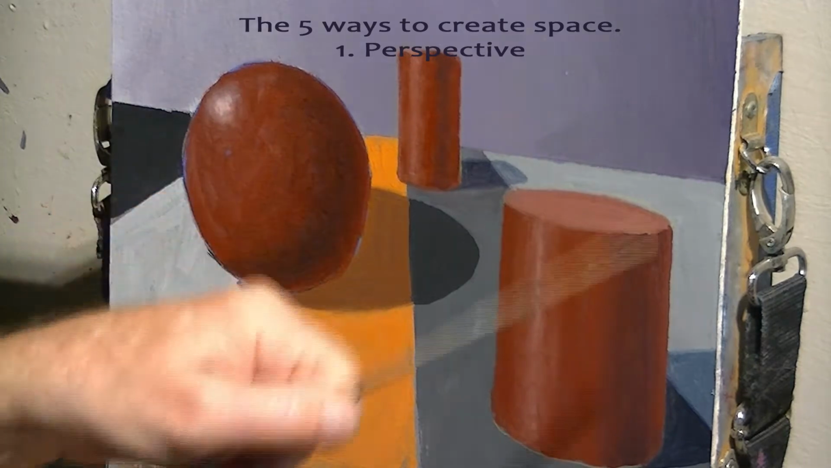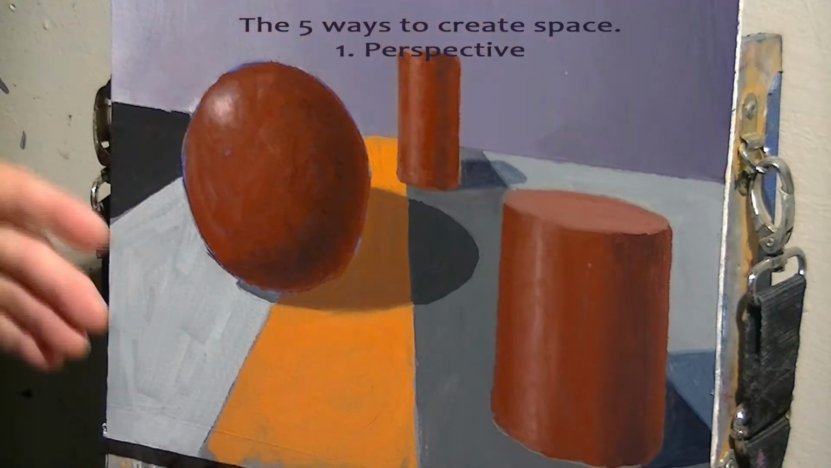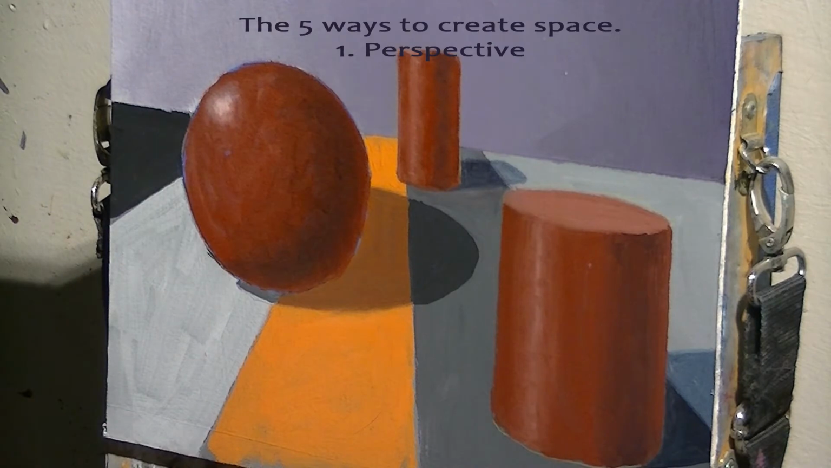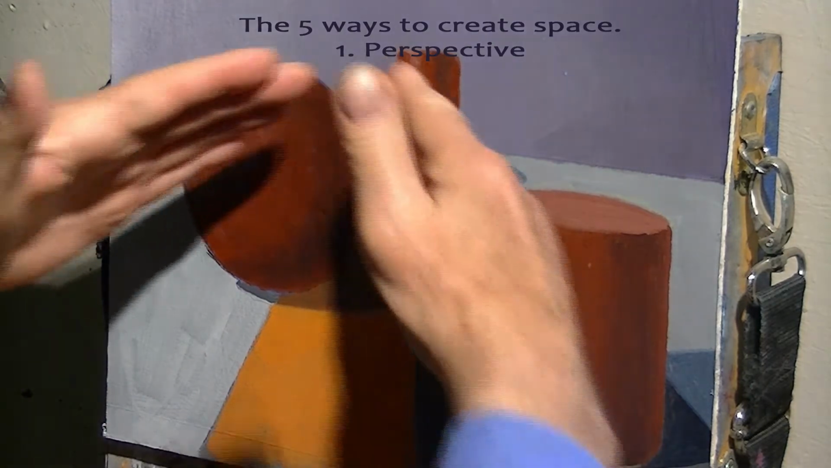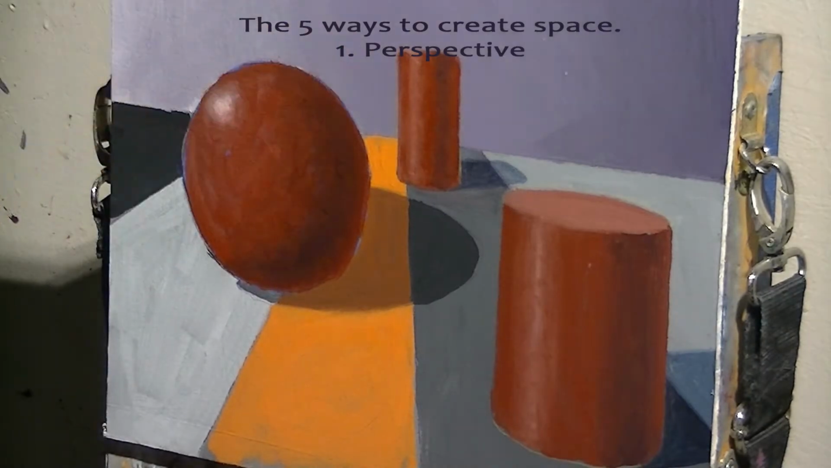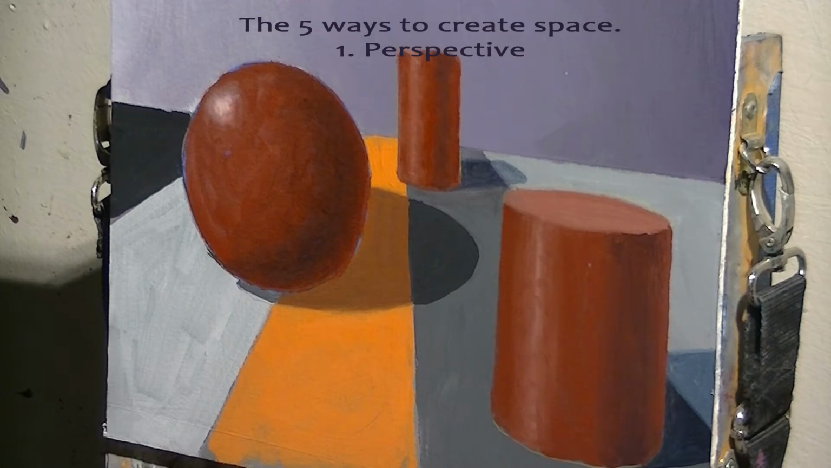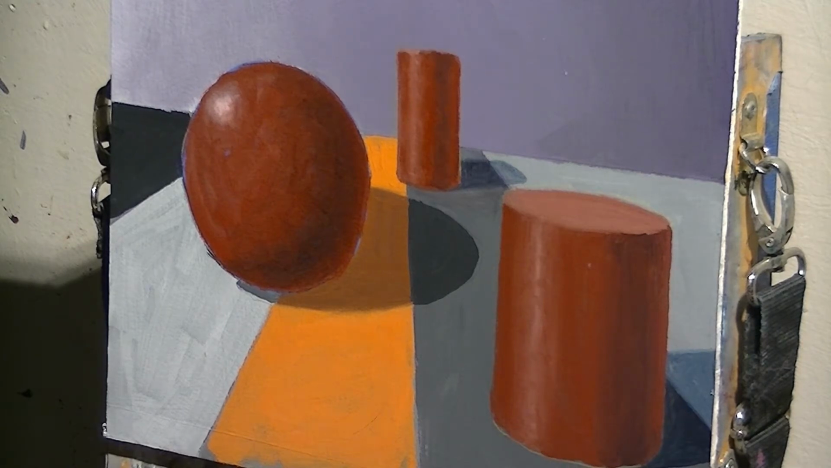The first is very obvious in this, in that the use of perspective fools the eye into believing that a two-dimensional surface is three-dimensional. So these converging lines going back to a vanishing point, which is up about here, create the illusion of space. So perspective is something to understand if you want to create very effective space in your paintings.